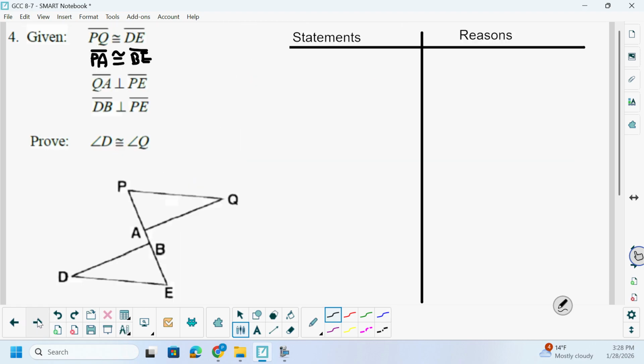All right, going on to proof 4. Take a minute or two, do your givens. And once you have your givens down, any that are congruent, be sure to mark them up in your picture.